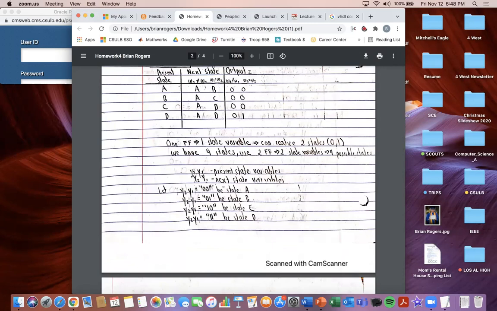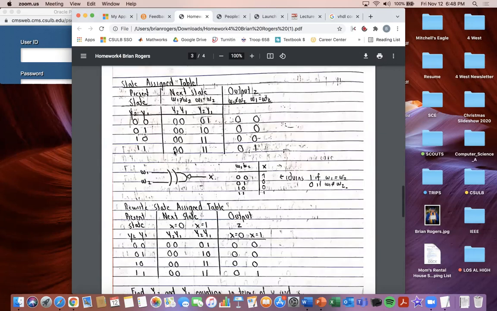And so we're going to have 0, 0 for state A. Therefore, when you reset your flip-flops, the output is going to be 0 for Q. So it's going to start at state A. Then B, C, and D were the rest of the states here. We had no unused states, so that was nice.